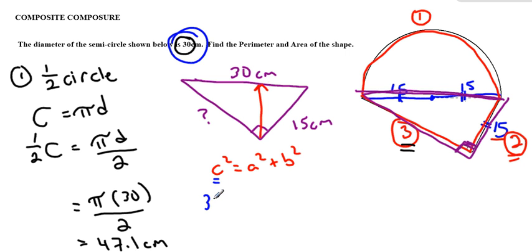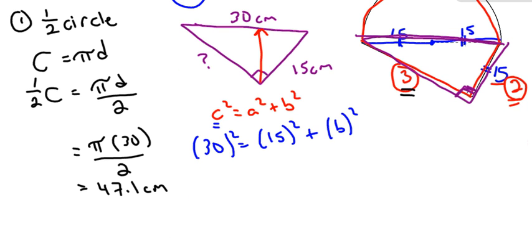So in this case, I would say that 30 squared is equal to, so one of the legs is 15 centimeters, and the other leg I don't know, so I'm just going to leave it as the unknown variable b. And now I just do this math. 30 squared is 900, 15 squared is 225. I still don't know b, so that's just b squared.